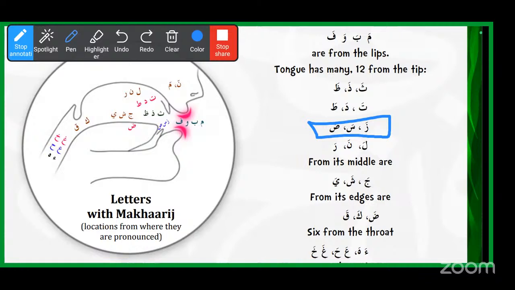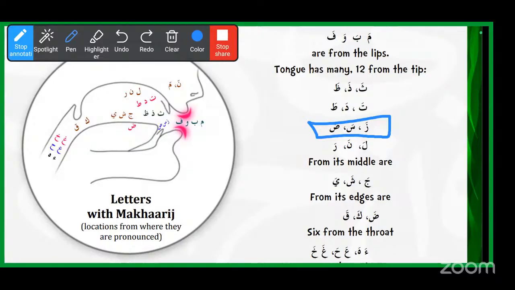Zal is with a single impact of the tongue on the tip of the upper tooth, right? Az, iz, uz. Alladina, الذين. It is not a continuous sound. It's an impactful sound produced with an impact.